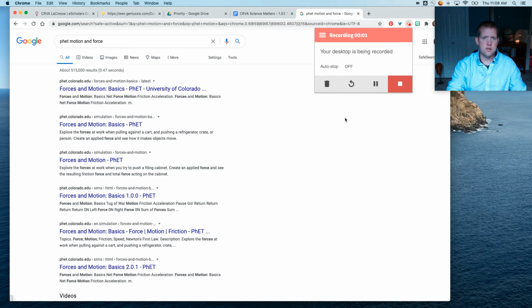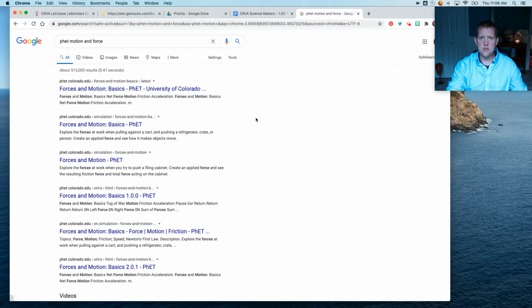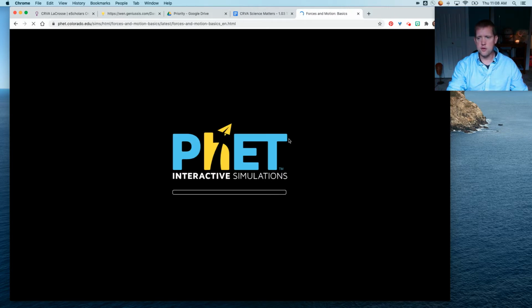Hey, Science Matters students. Just wanted to show you an alternative simulation that might help out a lot with the forces unit. So I put a link in, but if you want to just do this, you can type in PhET, motion and force, to Google. And what we're going to do is the motion and forces basic.